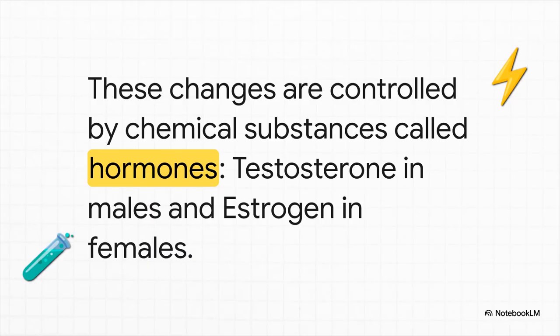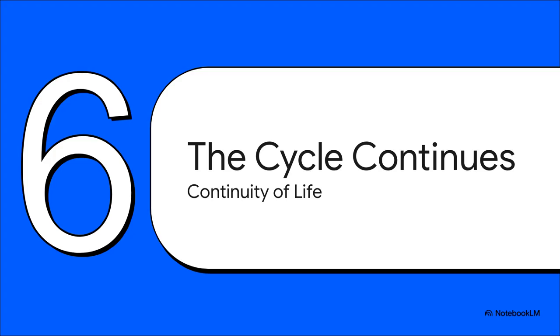So what's the command center for all this change? What's pulling the strings? It all comes down to these powerful chemical messengers called hormones. For males, the testes start pumping out testosterone, and for females, the ovaries start producing estrogen. These are the hormones that orchestrate this whole transformation. And that brings our entire story full circle. See, all those changes that happen during adolescence, they're the exact things that give the body the ability to reproduce, making it possible to start this incredible cycle all over again with a new generation.